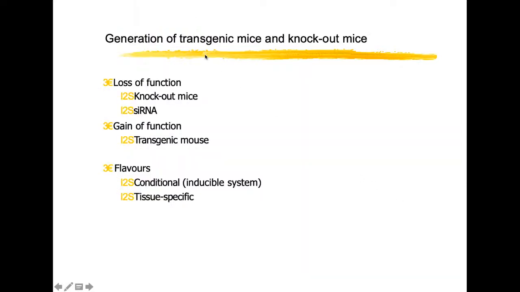Then generation of transgenic mice and knockout mice. How can we generate these transgenic mice and knockout mice? If we have a loss of function, that means it's a knockout mouse, or we can do it with siRNA, where we just remove one function of your gene. If it is a gain of function, we call that mouse a transgenic mouse. And there are also conditional and tissue-specific inducible knockouts, which happen in a particular organ.